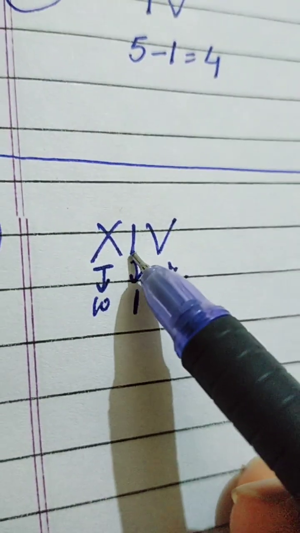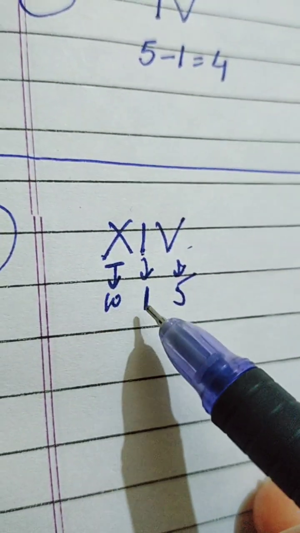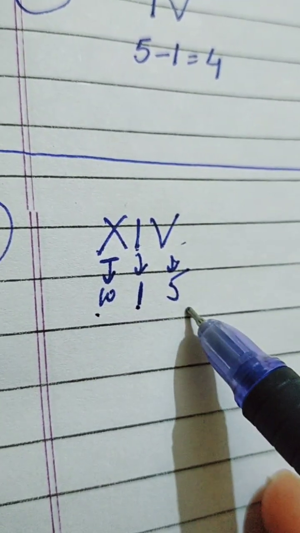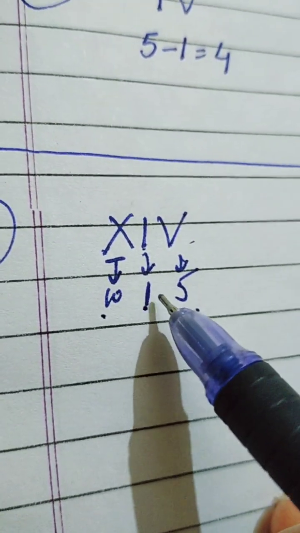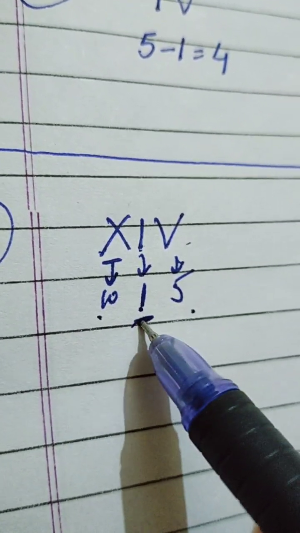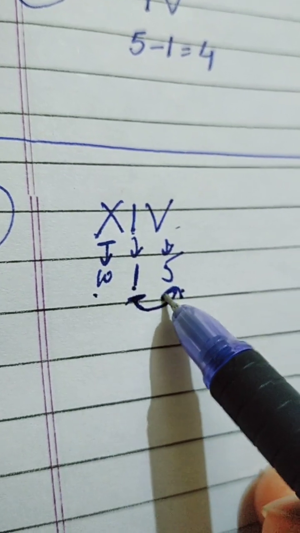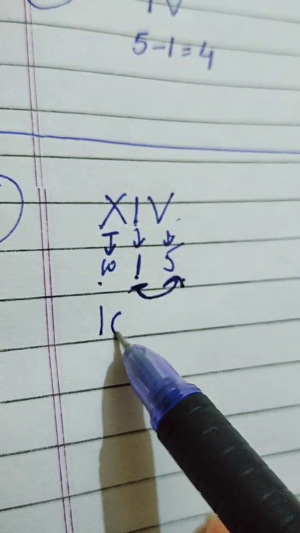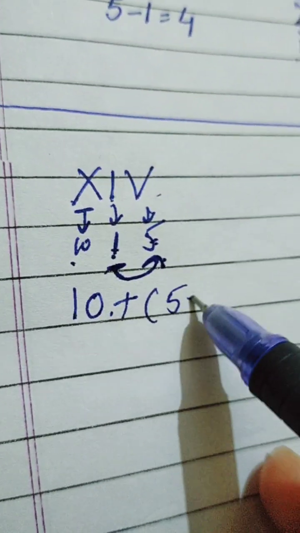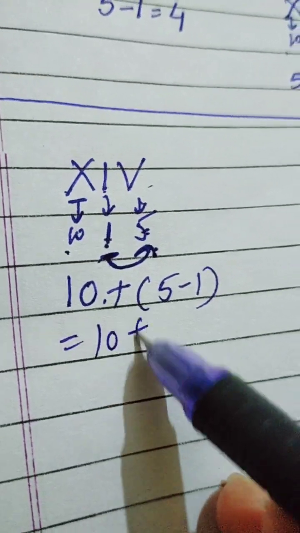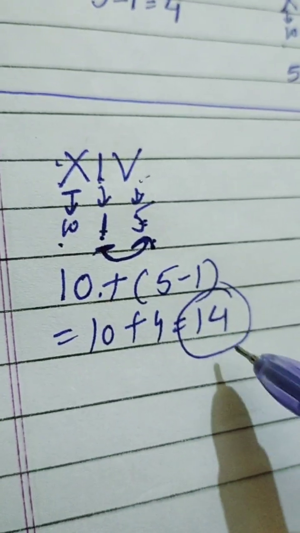Now here, if a smaller number is written in between two bigger numbers, meaning 1 is smaller than 10 and 5, so we can say 10 and 5 are bigger than 1. Here the smaller number will be subtracted from its right hand side number. This will be 10 plus, and these both will be subtracted, 5 minus 1. So this is 10 plus 4, this is 14. So XIV is 14.